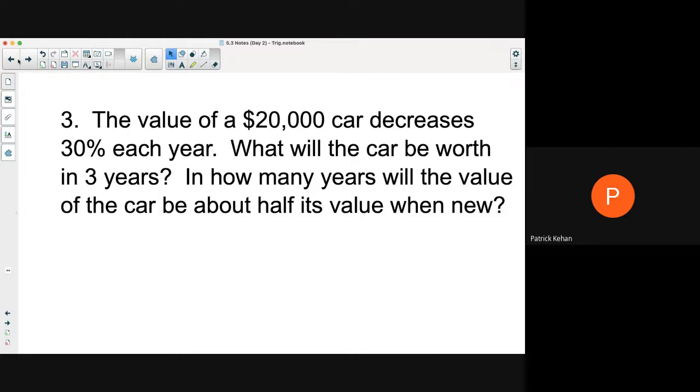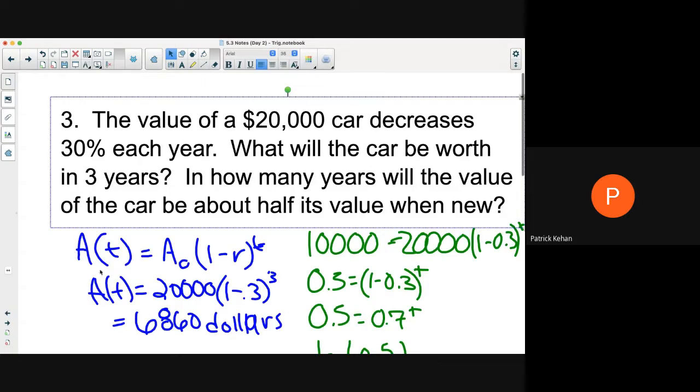So, first part, let's just structure the equation, right? The initial value is $20,000. It is an exponential decay from the decrease here. It's got a 30% decay each year, so that's going to give us an r value of 0.3. And our time we're going to work with is 3 years, right? So set up your decay model.